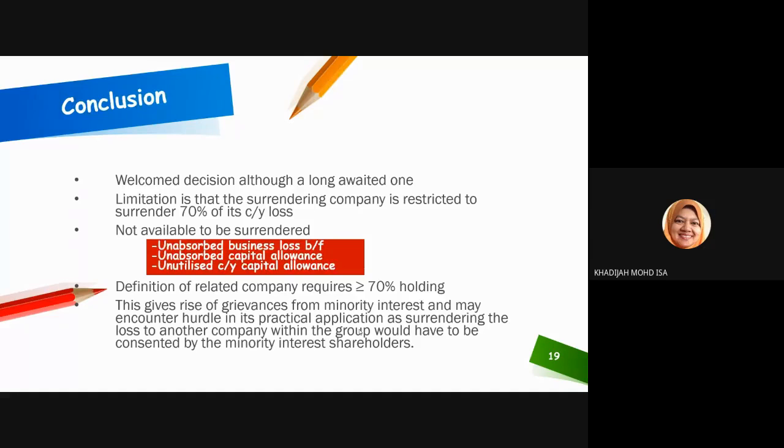I need to rephrase that. What I think the conclusion here is, is that the author thinks that for group relief, if you have current year losses, you can surrender 70%. But what it says here is that the unabsorbed loss brought forward, unabsorbed capital allowance and unutilized current year capital allowance are not available for surrendering. It's not that if you have these, you cannot claim. I hope we have the same understanding.